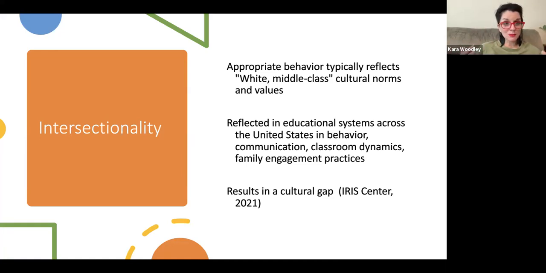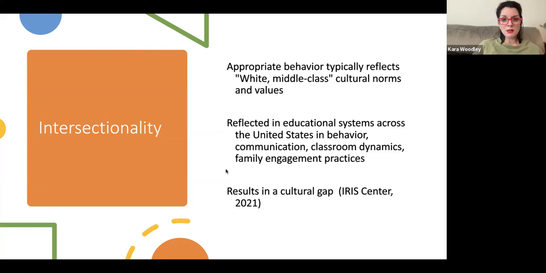And so when we're looking at intersectionality, just know that in the majority of school settings across the United States, because that's where the majority of educational research is done, we see appropriate behavior typically reflects white middle-class cultural norms and values. It's well documented in research. It's reflected in educational systems across the United States in behavior, communication, classroom dynamics, family engagement practices. And this results in a cultural gap. And you're going to see this in one of the IRIS modules that we're going to do.